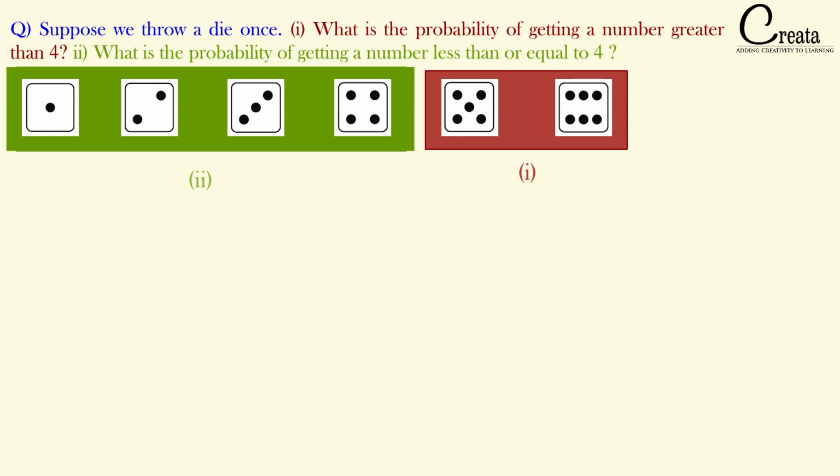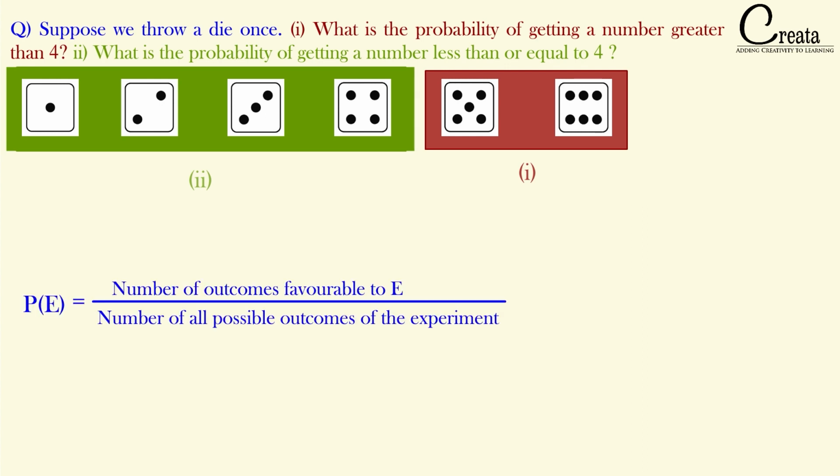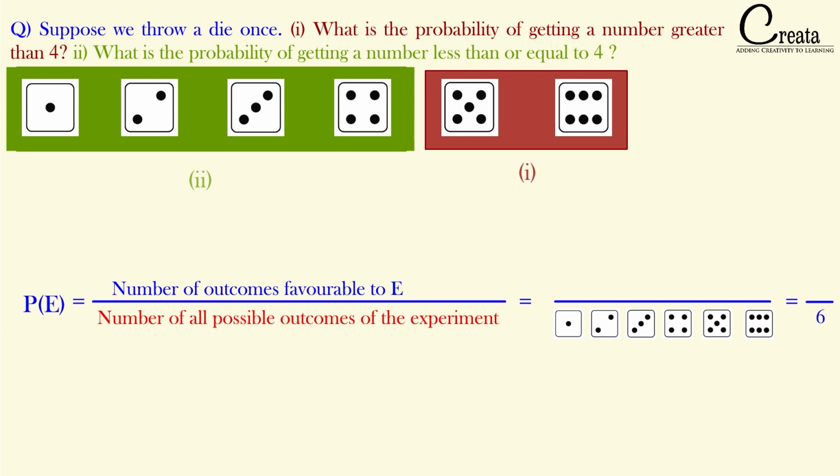Now let's take the formula into the picture. This is the formula, and let's start with the denominator. What is the number of all possible outcomes? Here we are rolling the die, so we get a total of 6 outcomes. So in the denominator, in both of these cases, the denominator will be 6. That is, we can either get 1, 2, 3, 4, 5, 6. The total number of outcomes is 6.